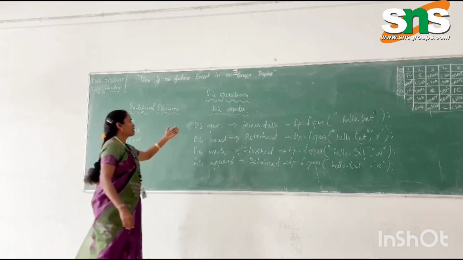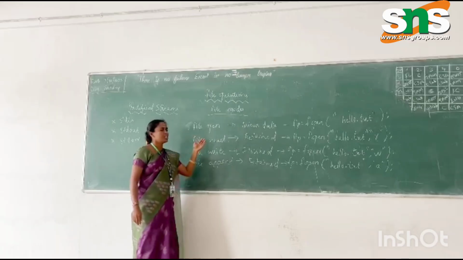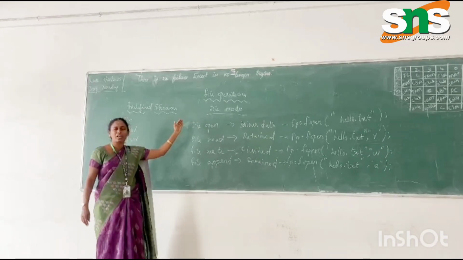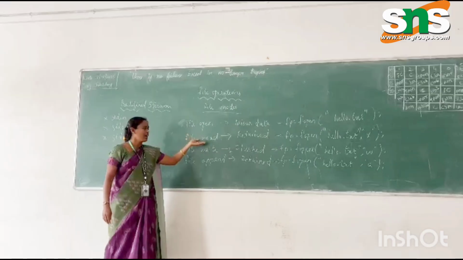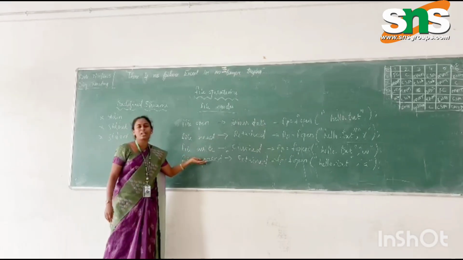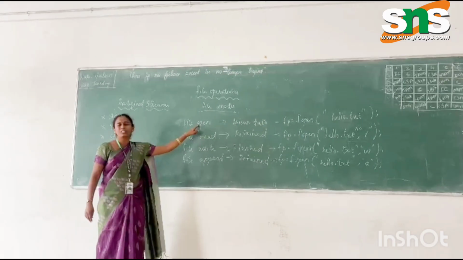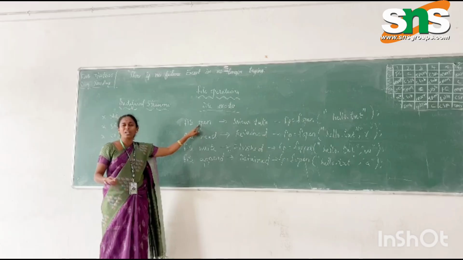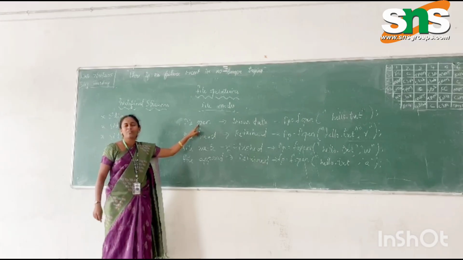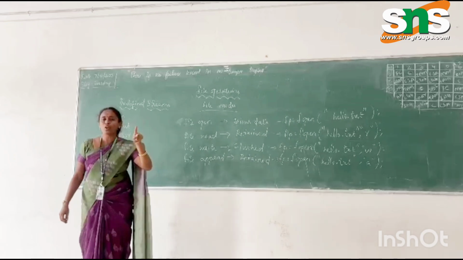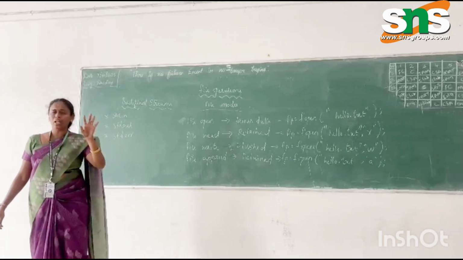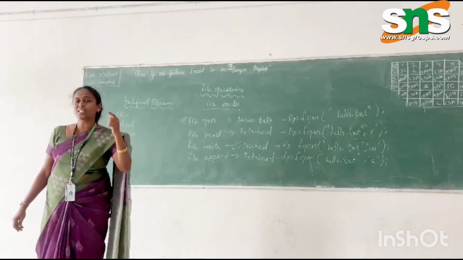The file operation consists of 4 modes of operation. We can access the files in these 4 modes: file open, file read, file write, and file append. The open mode helps to open an already existing file. If we give file new, a new file opens; if we give file open, which file opens? The already existing file opens.